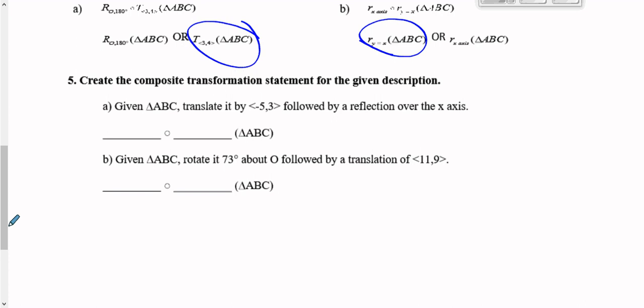Now they're going to give you the words, and they want you to write the notation. And they gave you the little circle symbol. So we're going to translate it by -5, 3, followed by a reflection over the x-axis. So it would be T. Well, what goes here? Reflection. So we're going to use a lowercase r, and what's our subscript going to say? X-axis. Make it a subscript. And then what goes here? Let's use our notation: capital T with our little vector here, -5, 3. Get the idea?